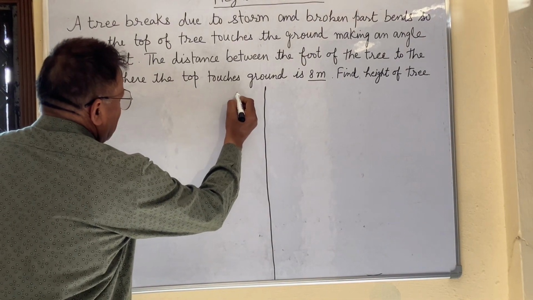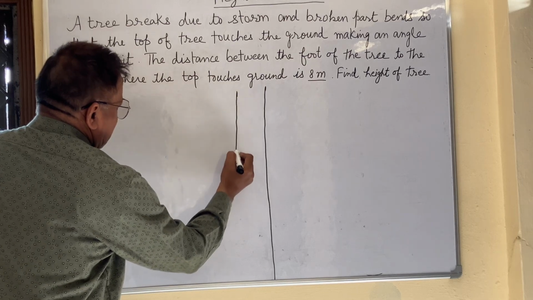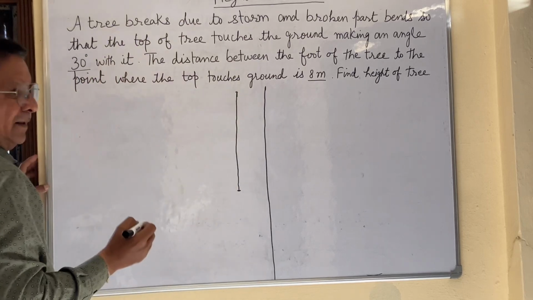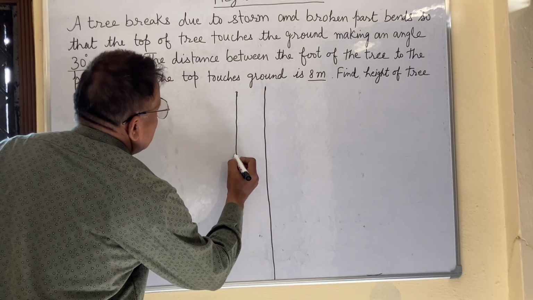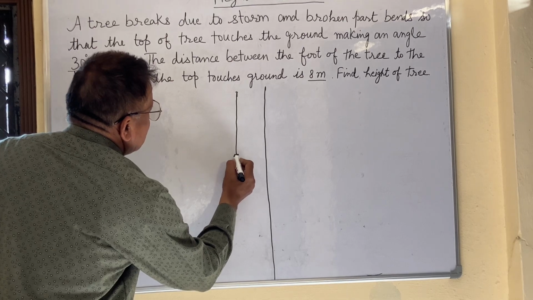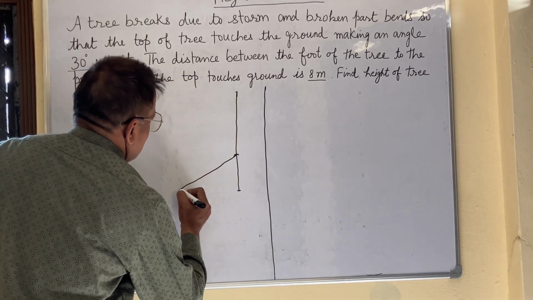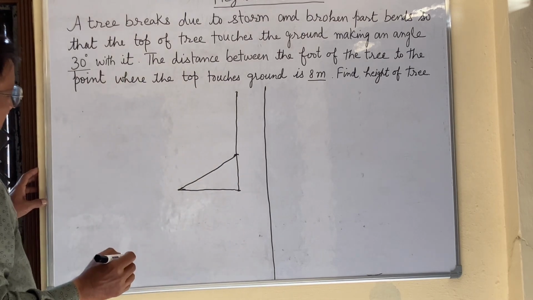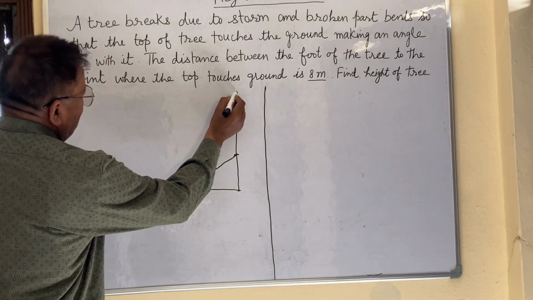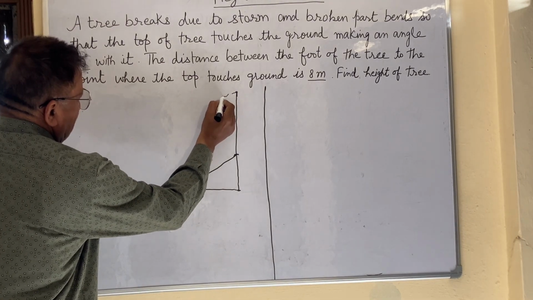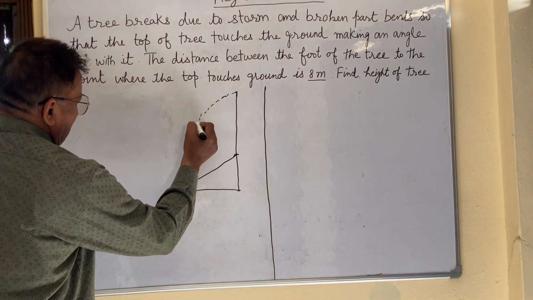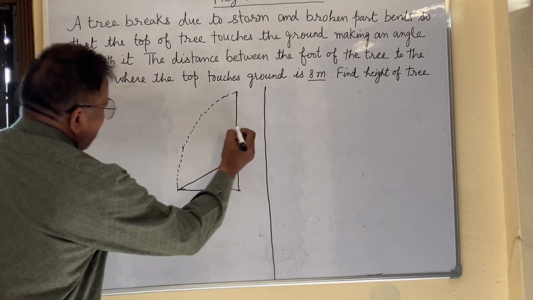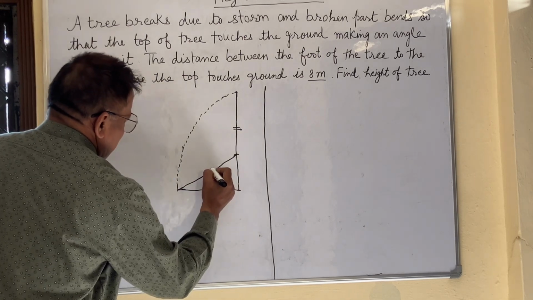Let us suppose this represents the tree. It is broken at this point and it touches the ground in this way. Now we are given it will fall in this way. It means this part is same as this part.